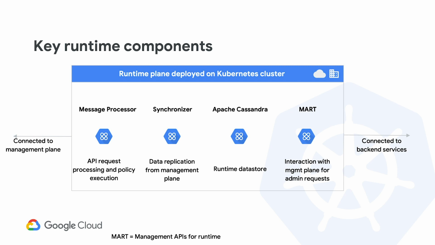There are four logical components that are shipped. The first is the message processor. This is the API gateway. For those of you who've used OPDK, you would see the message processor because that would be one of the components that you install.